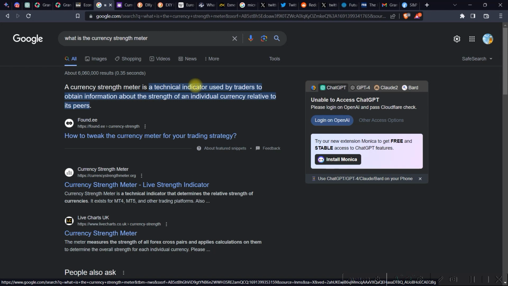The euro index, the EXY, is the index that shows the strength of the euro. So all these indices of individual currencies show the strength and weakness of a currency, and that's what this currency strength meter is. It shows the strength of one currency relative to a basket of many others.